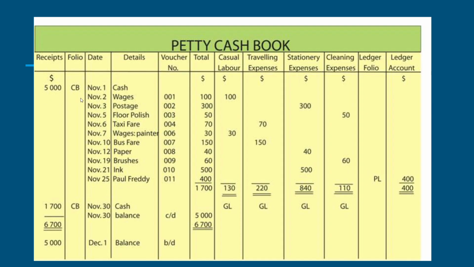Now here, what we can see is happening is that on the 1st of November, the petty cash account has received $5,000, and the folio is usually like, which account is it referencing, and here it's referencing the cash book. Because the cash was taken from the cash book, which is a different type of account, we will go through it in the next video.